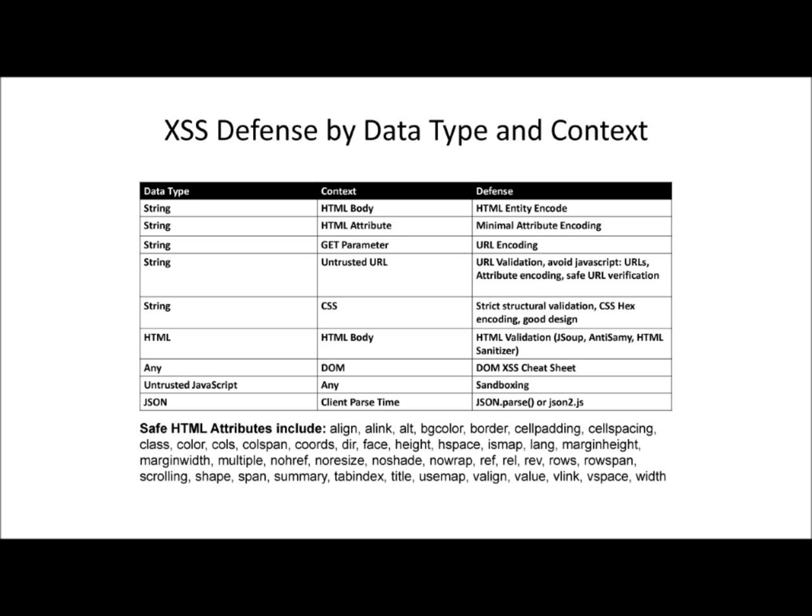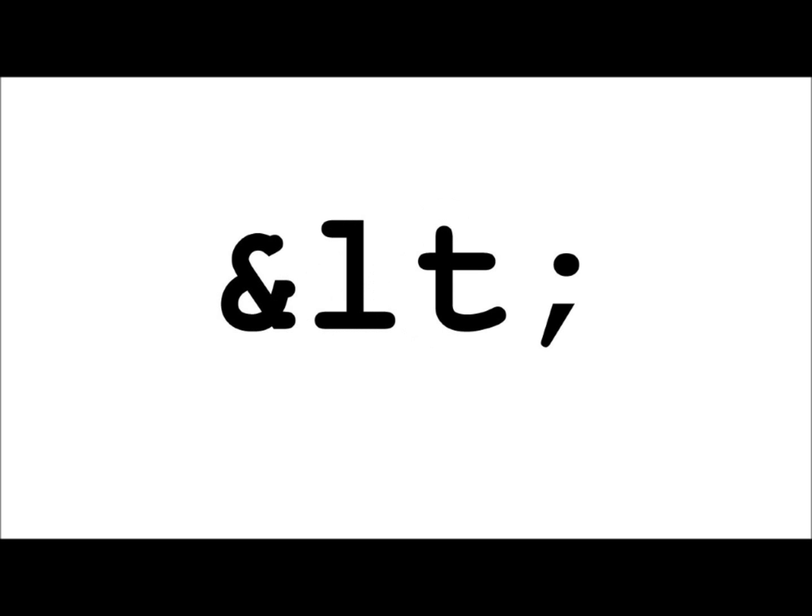If I encode all data before I send it to a browser, then I have the chance to convert that data to a safe version. This is the HTML entity for the less than sign. It will look like a less than sign in a browser, but it will not be code. It will not start a new tag, so it's safe.